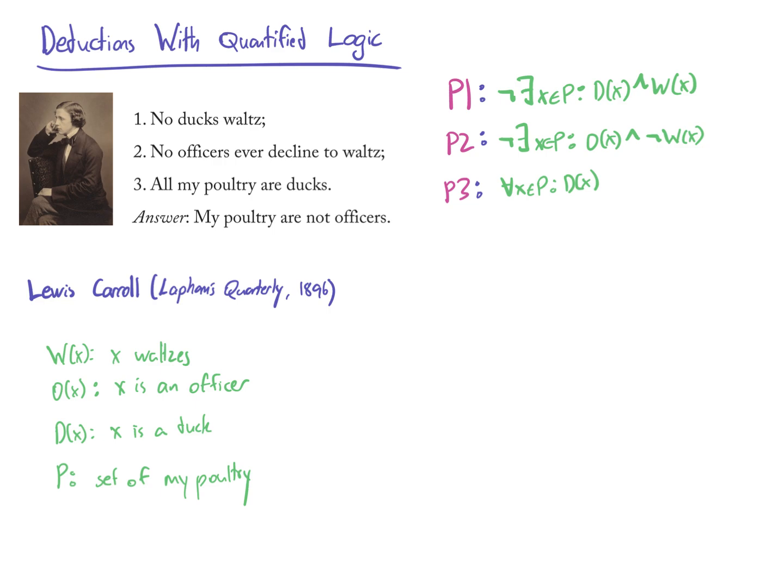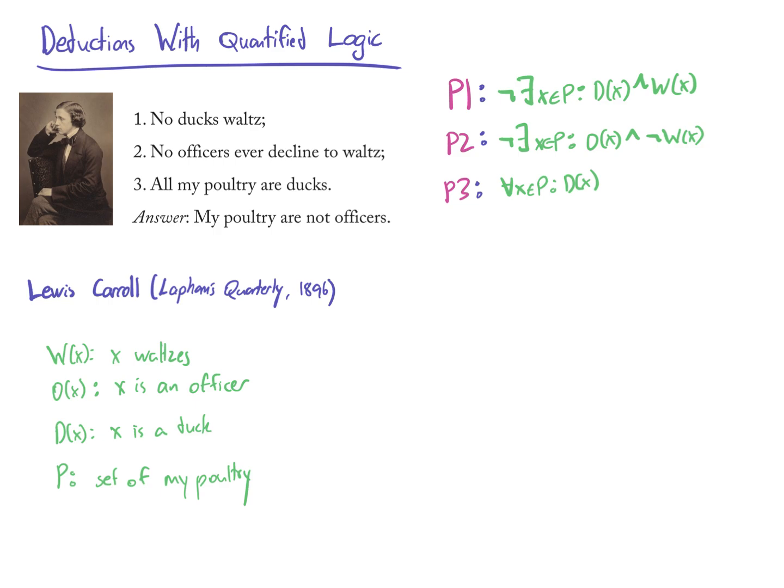Okay, so now I have my premises. I am ready to undertake my deduction. Okay, so let's jump into it. I'm going to start by taking the premise 1 here, and I'm going to do quantifier negation. I have a negation symbol outside the existential quantifier, so I am going to move it inside.